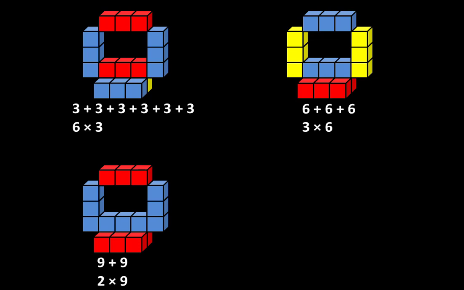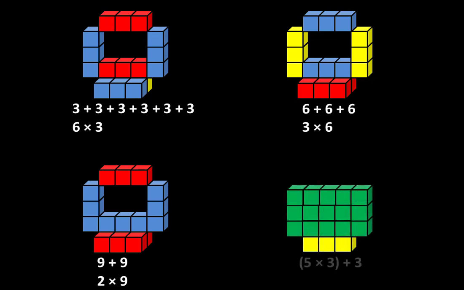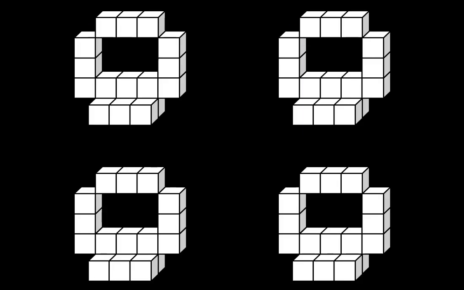The fourth structure can be described as 5 groups of 3 plus 3, or it can be described as 15 plus 3. In every case, the total is 18. Can you see it several different ways? You can pause the video on this screen to find even more ways to break this shape apart.